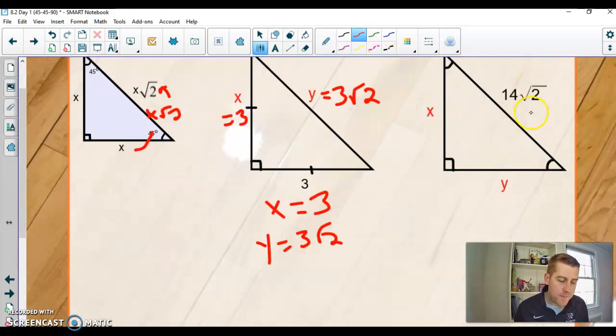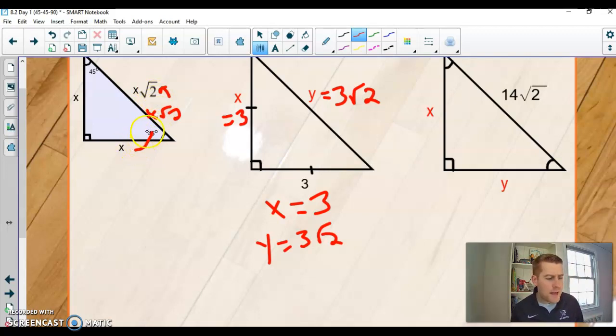Now if you look at the second one here, we're not given a leg. What we know, the side length of 14 root 2, is the side opposite from our right angle. And we know that the side opposite from the right angle is always known as the hypotenuse. So in this example now, we're going backwards. We're given the hypotenuse, and we want to go back to figure out what the leg was. So think about the opposite.